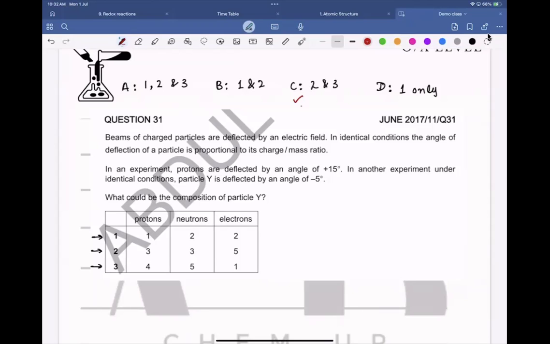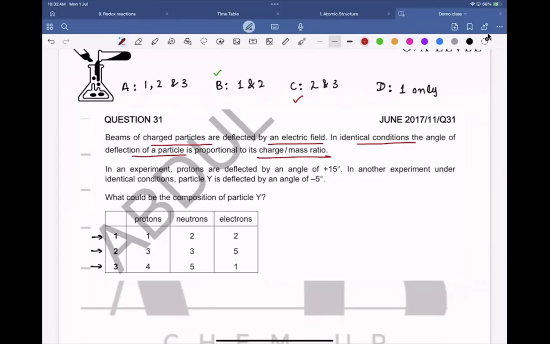But the correct answer is actually B, not C. Now let's have a look. Beams of charged particles are deflected by an electrical field. In identical conditions, the angle of deflection of a particle is proportional to its charge to mass ratio. So what they are saying is that if the conditions are identical and you are not changing them, then the angle of deflection is proportional to the charge to mass ratio, right?